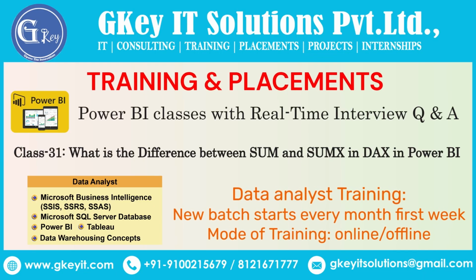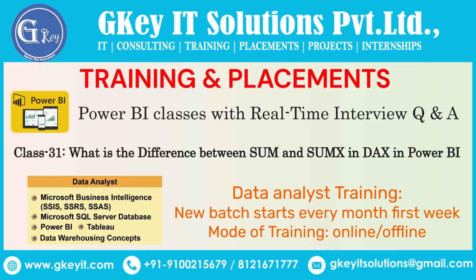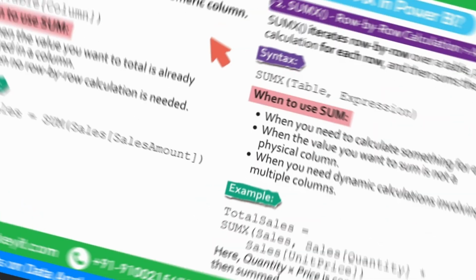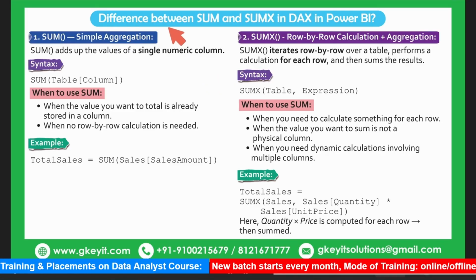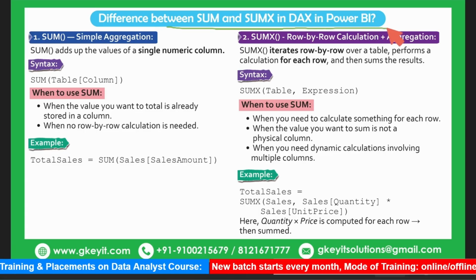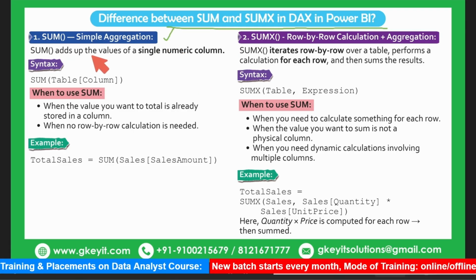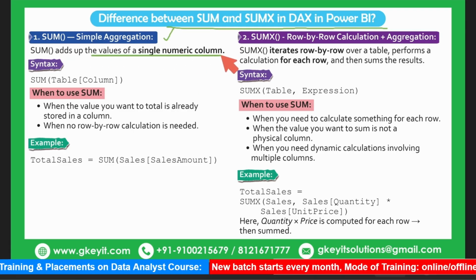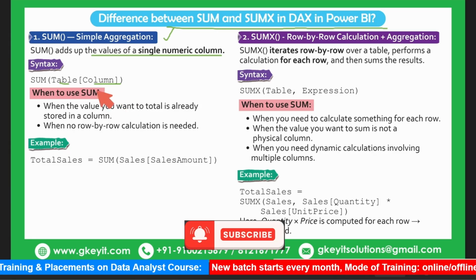Class 31. What is the difference between SUM and SUMX DAX functions in Power BI? In this part of training, we are going to discuss the difference between SUM and SUMX DAX functions in Power BI. First, we will see the SUM function. SUM adds up the values of a single numeric column. Coming to the syntax, SUM, table and column name.